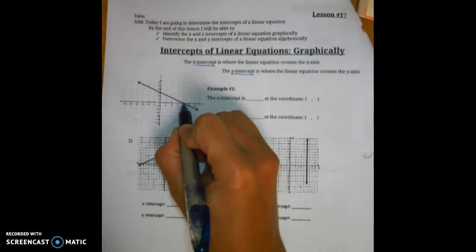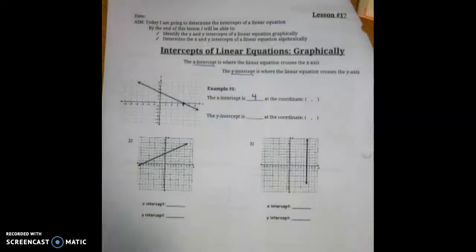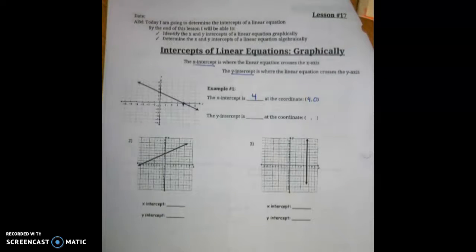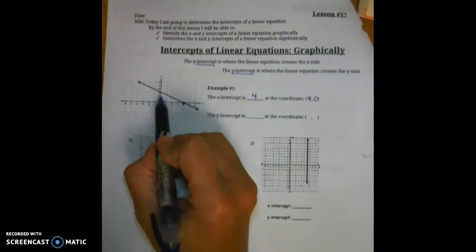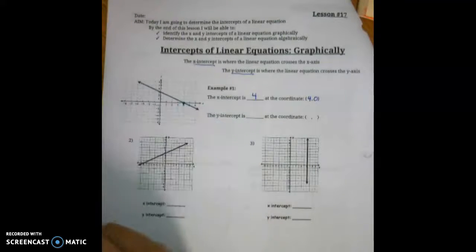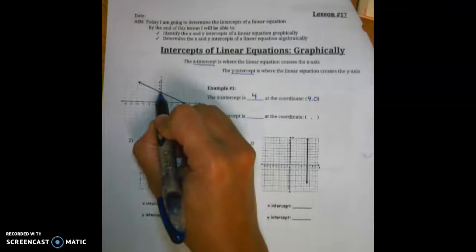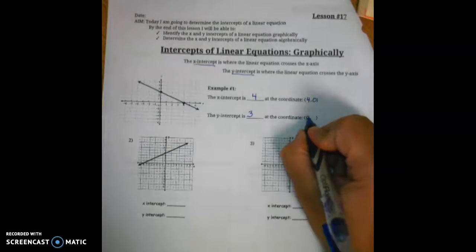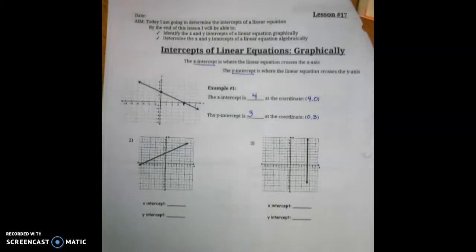Your eye should go to this point right here at the 4, and we name it by the entire coordinate 4, 0. Okay, and then we want to look at the y-intercept. So we look at the y-axis, and where the y-axis and this line intersect or meet. Your eye should go to this point right here at the 3, and we name it by the entire coordinate 0, 3. Okay, easy peasy, right?